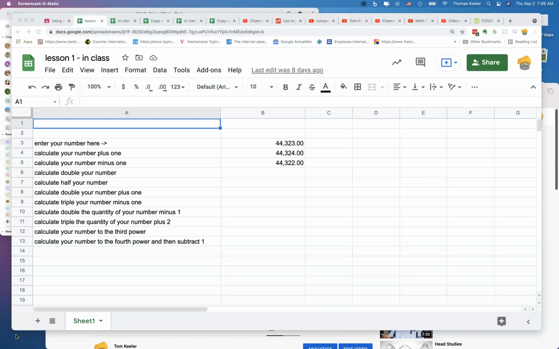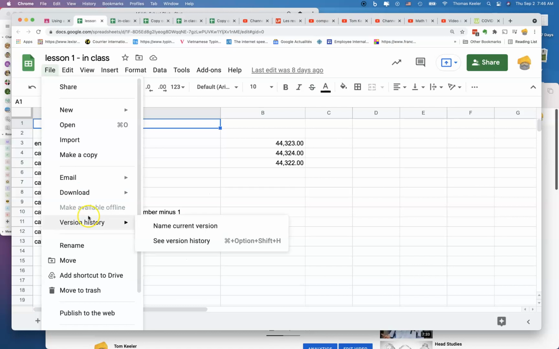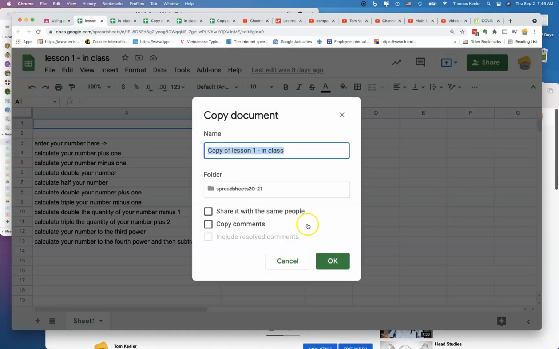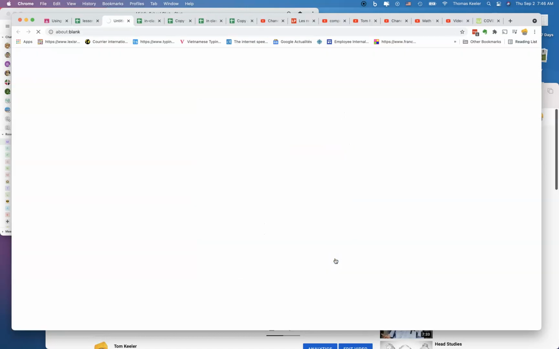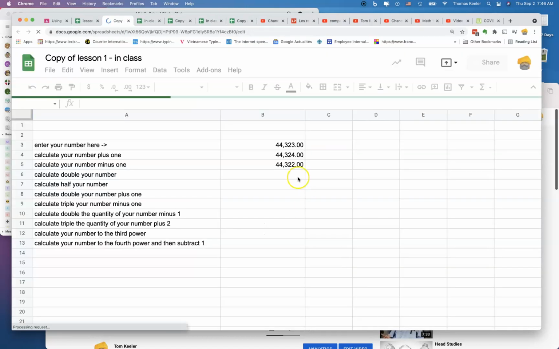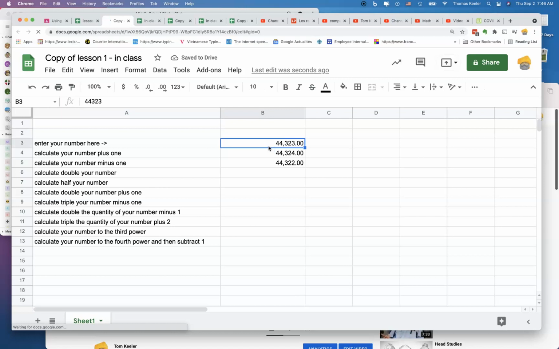Okay, so let's look at how we do a spreadsheet to do calculations. Okay, so I've got one here, and this is the in-class version. So we're going to make a copy of this. And so we put our magic number here, and let's say we start with a friendly number, 10.